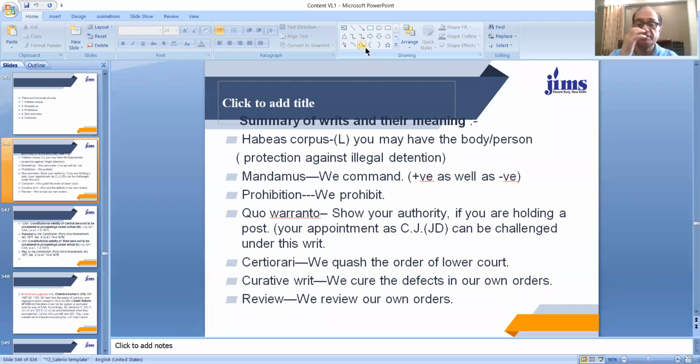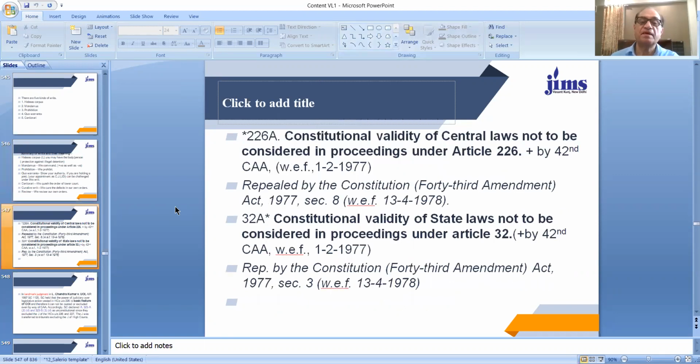Then comes curative writ. If there is a defect in the order, we cure the defects in our own orders. Then lastly, review. Courts have the power to review their own decisions. Now, dear students, there was an amendment, the 42nd amendment, you know, is the largest amendment in our constitution. And this 42nd amendment is known as mini constitution also.